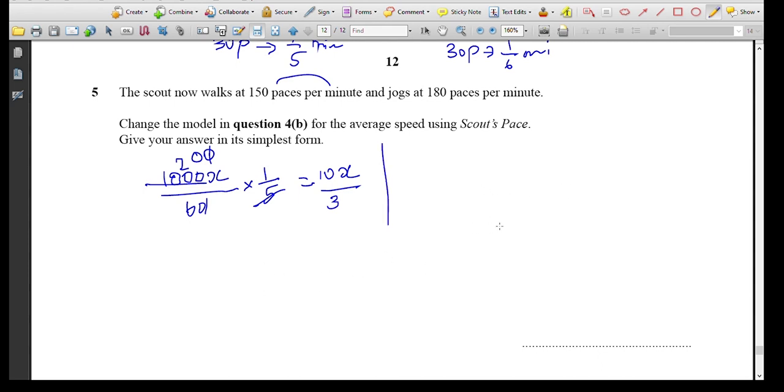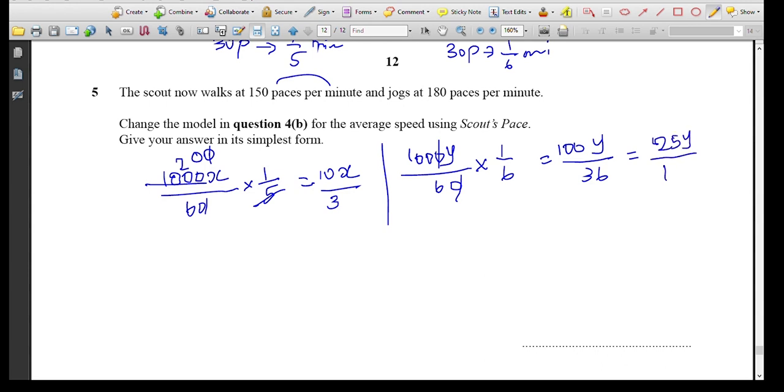And for the second part, it is again 1000y, because y is the speed for jog, and I have to multiply it by the time, which is 1 by 6. And here, what I will get as the answer, the zero can be cancelled. So I am getting the answer as 100y divided by 36. Can I simplify it further? Yeah, I can. So it is 50y or 25y divided by 18. Sorry, it is 25y divided by 9.